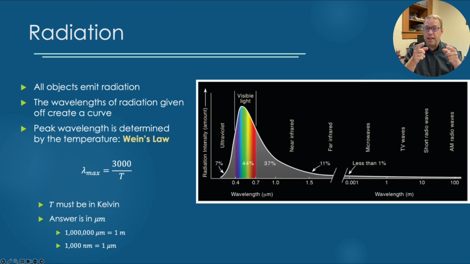When you do this, take 3,000 divided by the temperature in Kelvin, then your answer is going to come out in micrometers. Now remember, micro means 1 out of a million. So a million micrometers is equal to 1 meter. Sometimes we give this answer in nanometers instead, such as in visible light. We saw in the last video that visible light is roughly 500 nanometers. How does that compare? Well, 1 nanometer is 1,000th of a micrometer, meaning that there are 1,000 nanometers in 1 micrometer.